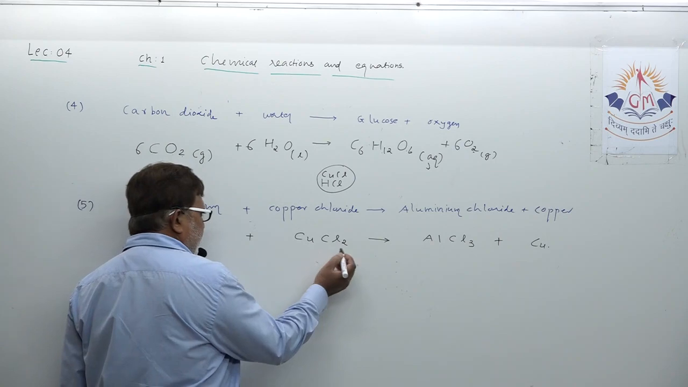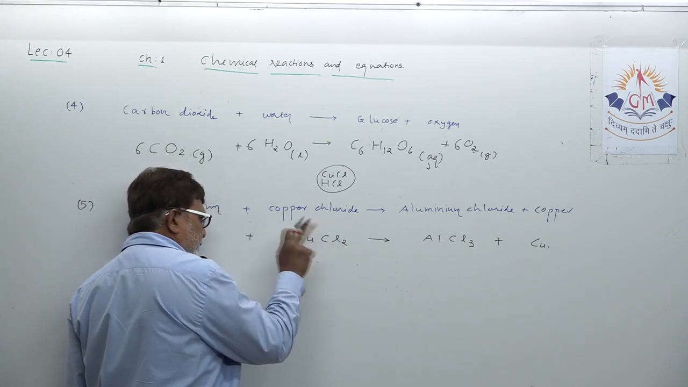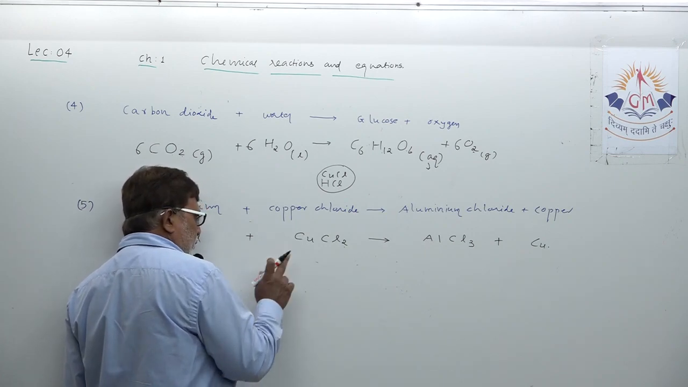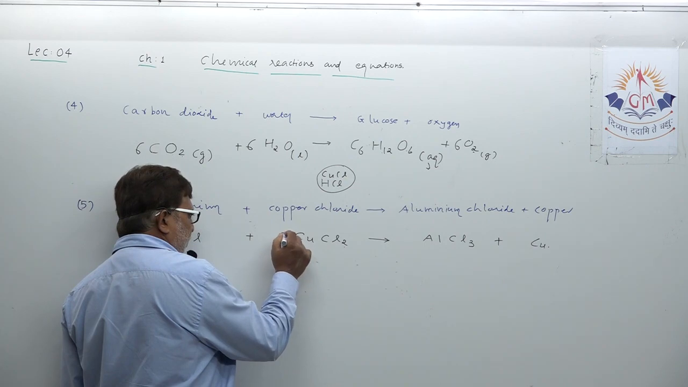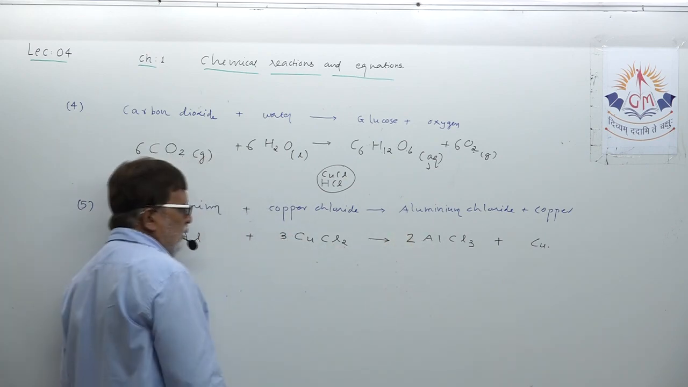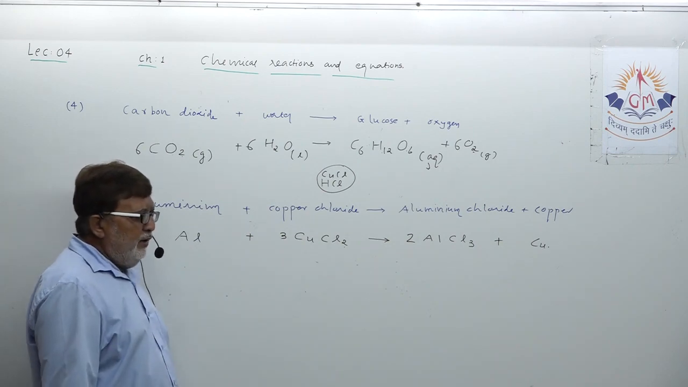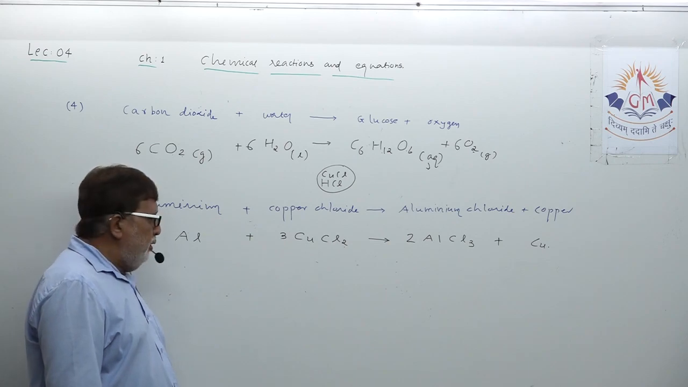On the reactant side there are 2 chlorine atoms. On the product side there are 3 chlorine atoms. To equalize, take the LCM of 2 and 3, which is 6. So here I will place 3, 3 times 2 is 6, and here I place 2. Chlorine is getting balanced. Now let us target to balance aluminum.